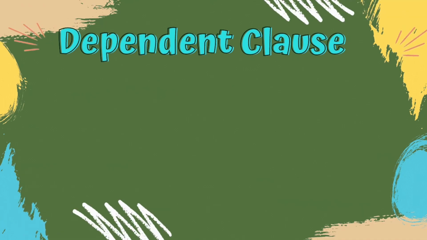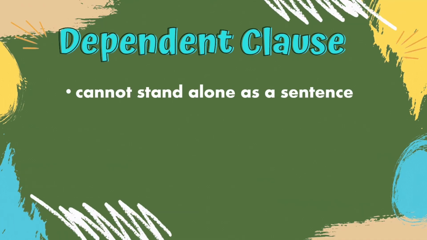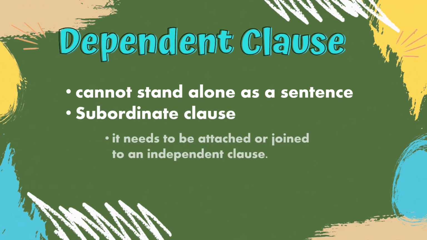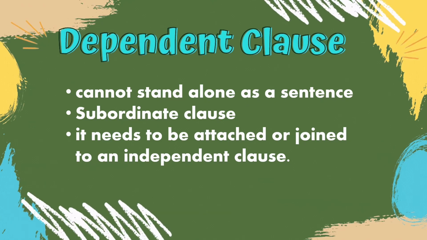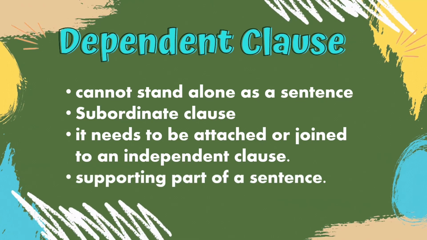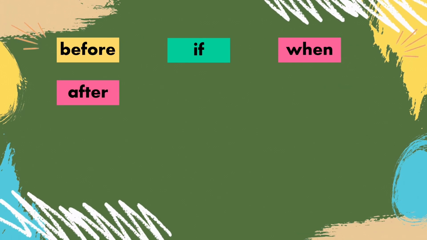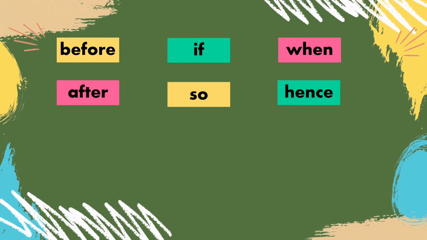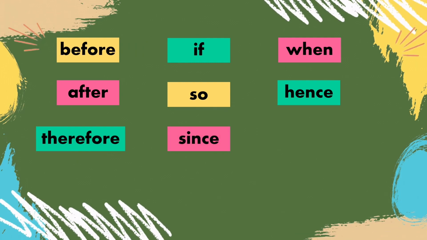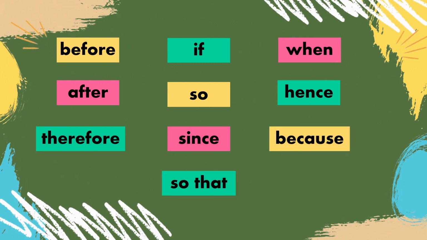Meanwhile, a dependent clause is the one that cannot stand alone as a sentence. It is also known as a subordinate clause. It is called a dependent clause because it needs to be attached or joined to an independent clause. And it is a supporting part of a sentence. Dependent clauses begin with a subordinating conjunction such as before, if, when, after, so, hence, therefore, since, because, so that, and others.